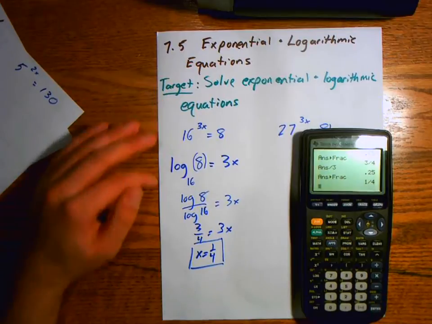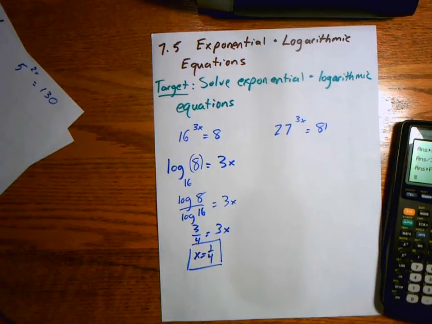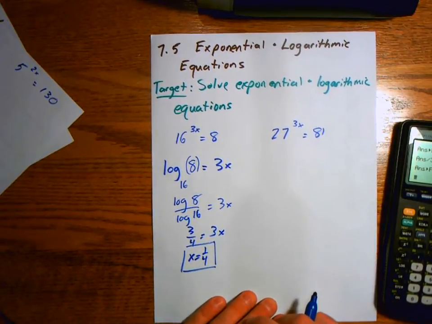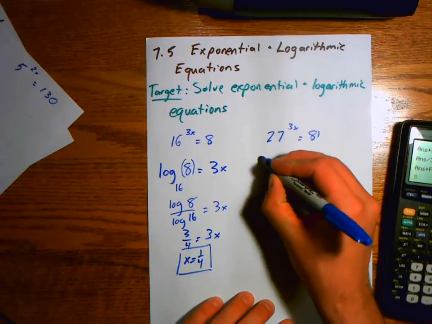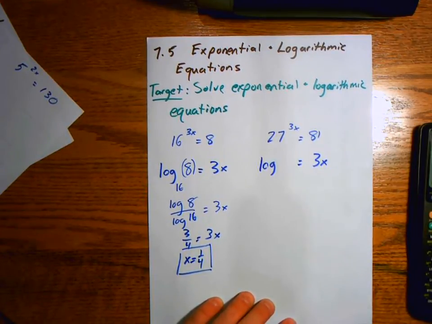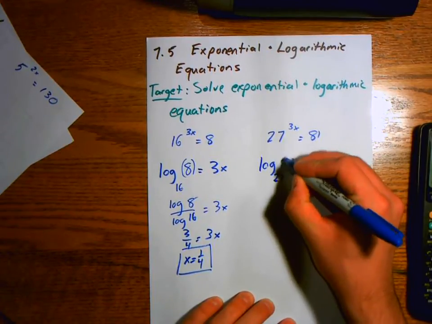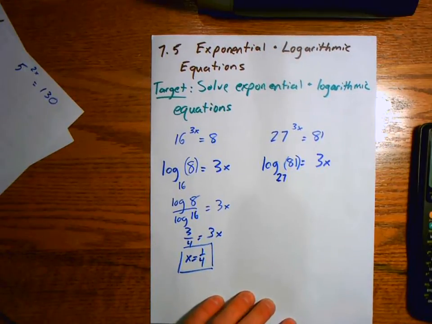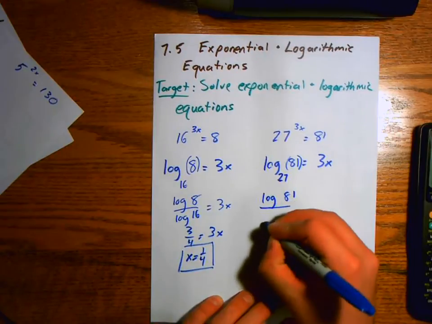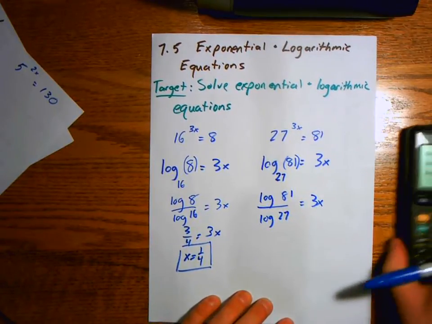Alright, so converting it from exponential into logarithmic form allows us to manipulate our x a bit easier. One more example is if we have 27 raised to the 3x equals 81. Again, converting it to logarithms equaling exponents. The base of my logarithm is the base of my exponent, and we're taking the logarithm of what that number is equal to. Change of base formula, log of 81 divided by log of 27 equals 3x.